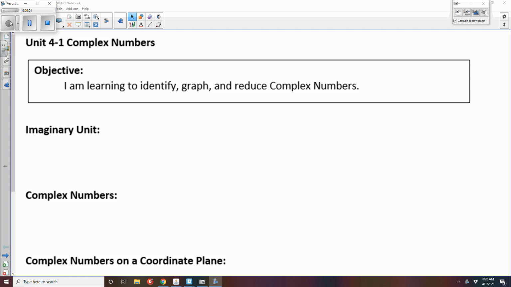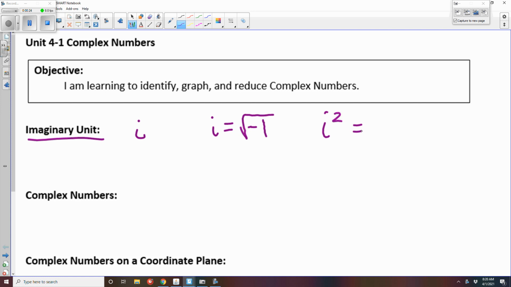Section 4.1, complex numbers. I am learning to identify, graph, and reduce complex numbers. Our very first vocabulary word is imaginary unit. The imaginary unit is the variable i, and we can say i equals the square root of -1. The opposite of a square root is a square, so if we square both of them, we get i squared equals -1. So those are all of the parts of our imaginary unit that we have to have.